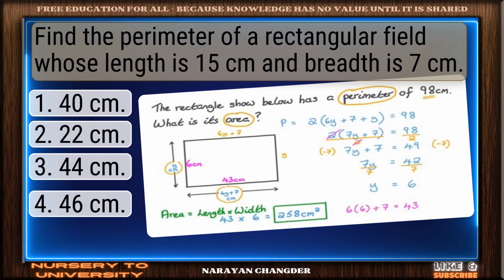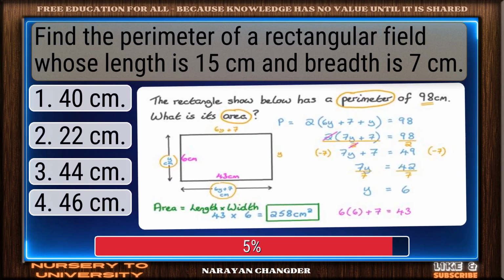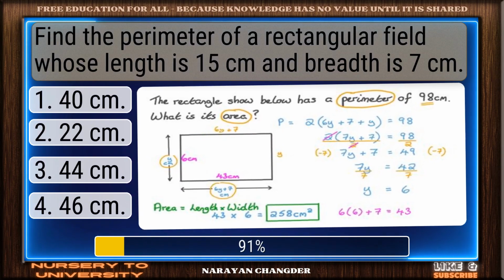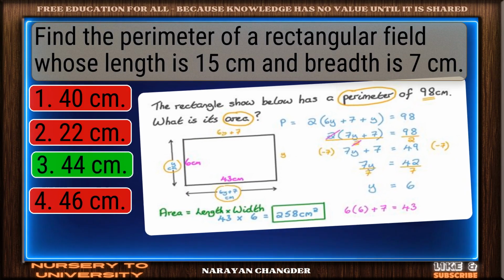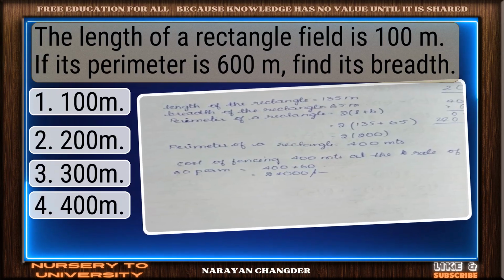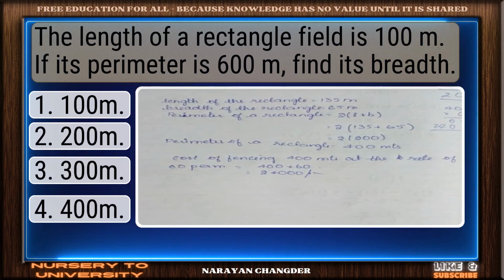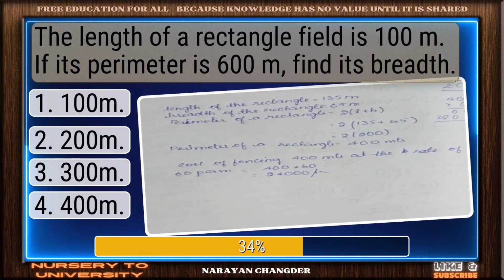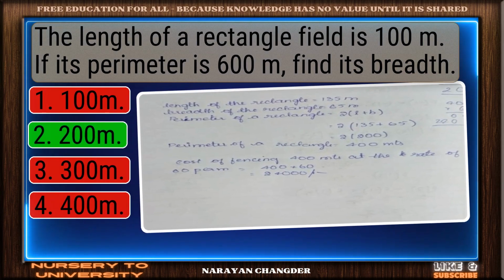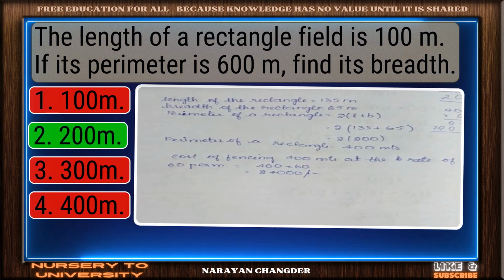Find the perimeter of a rectangular field whose length is 15 cm and breadth is 7 cm. Clear logic. Your choice 44 cm is sound and 100% true. The length of a rectangle field is 100 m. If its perimeter is 600 m, find its breadth. Great job. 200 m is the accurate answer.